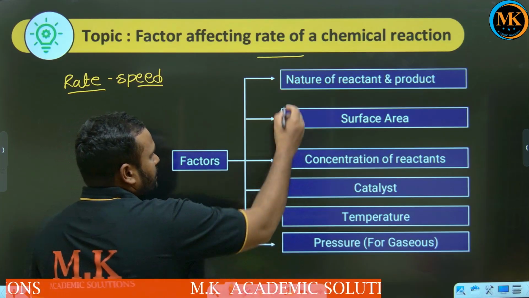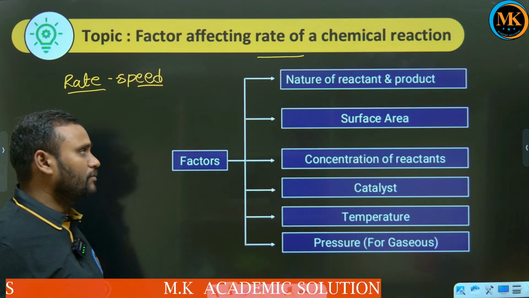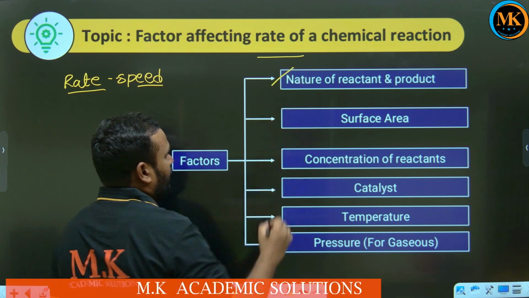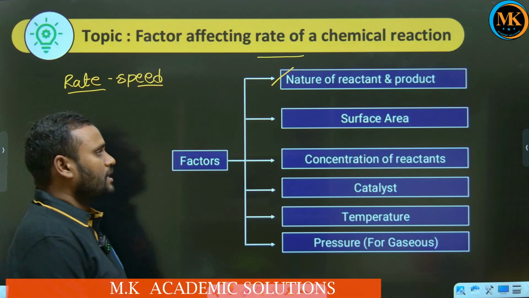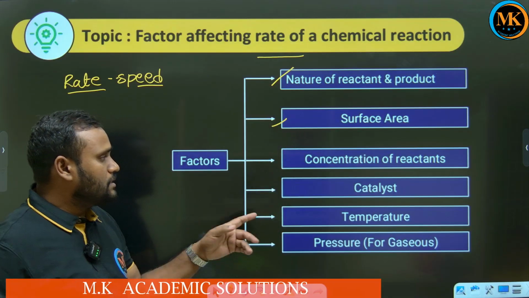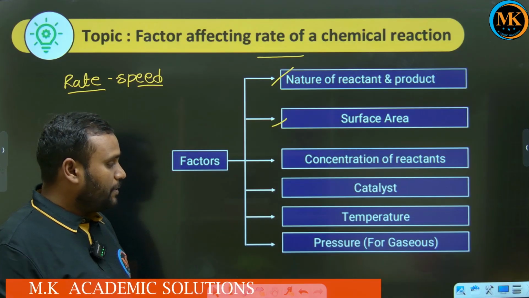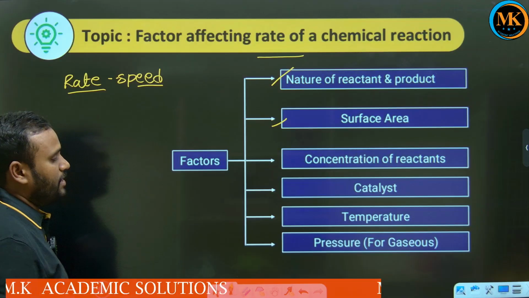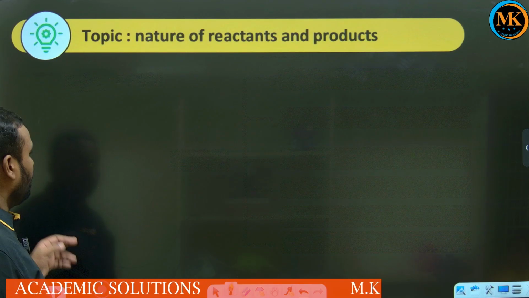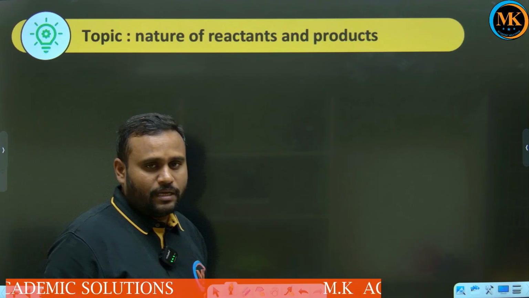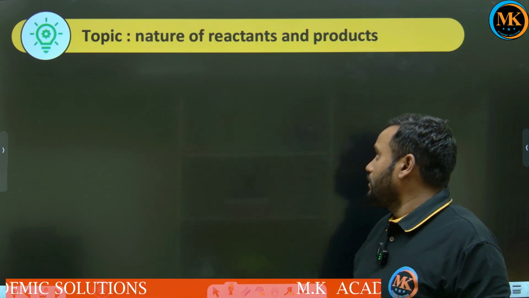There are several factors. Out of them we are going to discuss the nature of reactants and products, surface area and concentration of reactants, catalyst, temperature, and pressure. These are the factors we are going to cover here. First, let us see the nature of reactants and products.